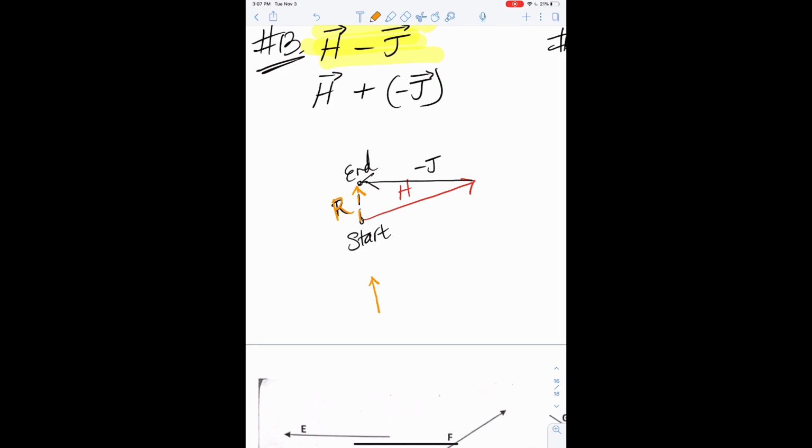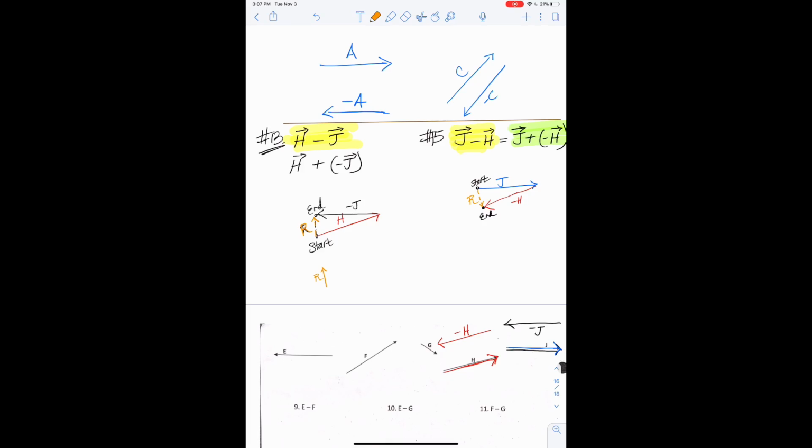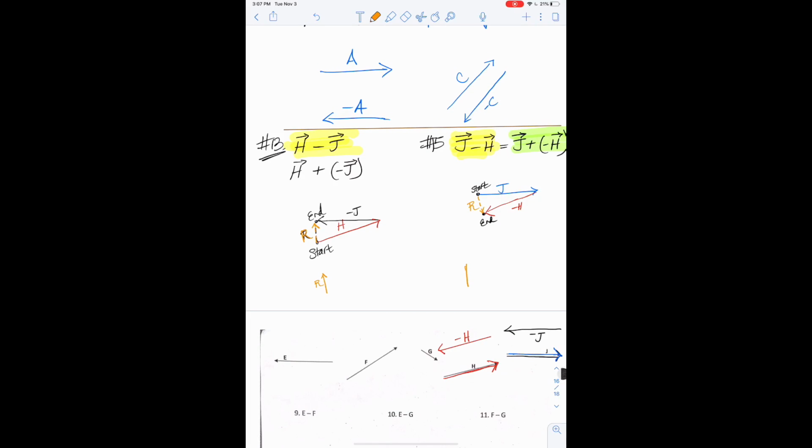Is equal to this vector for 13, right? This is R. But for 15, this is R. So are the two the same? No. They have about the same magnitude, sure, which is about a centimeter or so, but they have different directions, so the vectors are different. And there you have it.